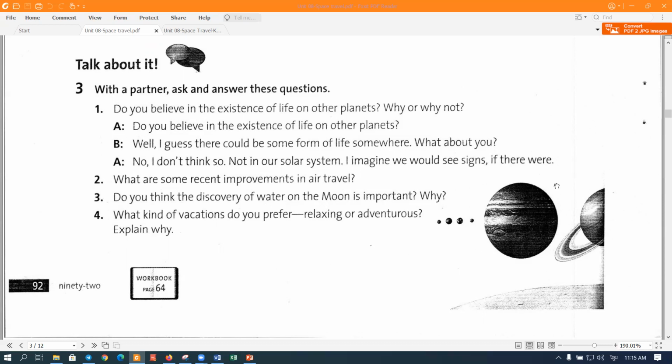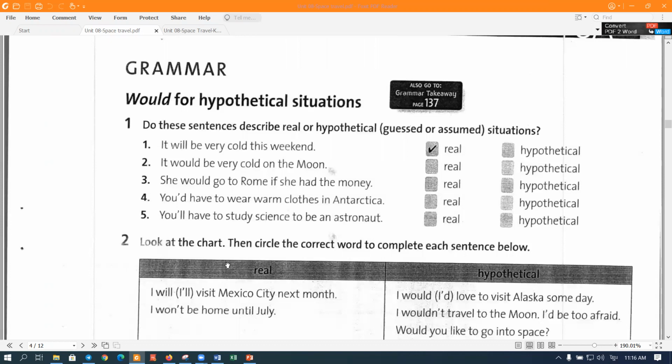2, what are some recent improvements in air travel? 3, do you think the discovery of water on the moon is important? Why? 4, what kind of vacation do you prefer, relaxing or adventurous? Explain why. Okay, so now we learn about grammar: would for hypothetical expression.